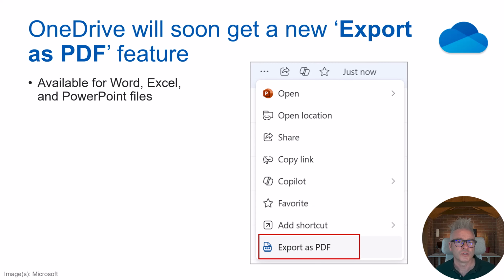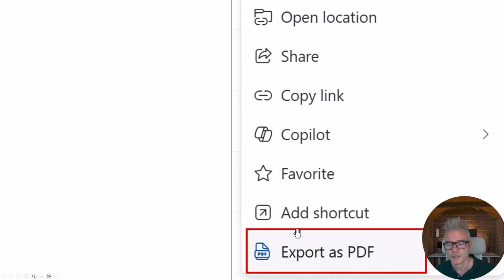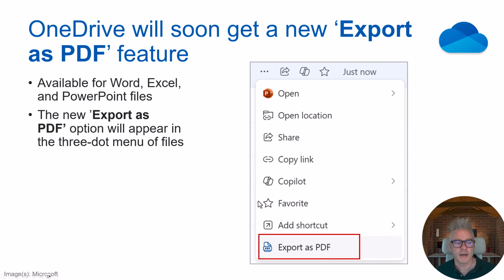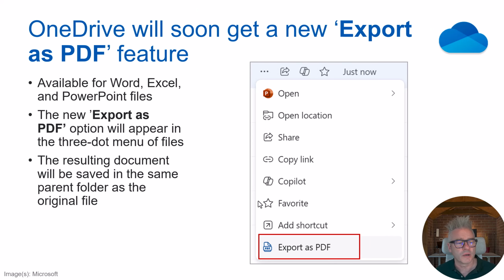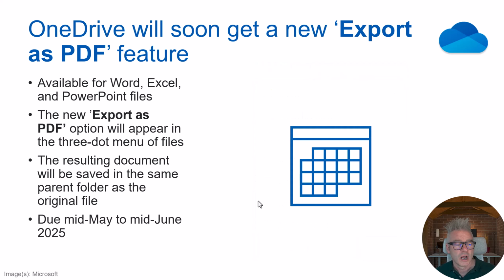Now, OneDrive will soon get a new export to PDF feature. You can see here on the screen, we've got a file, clicked on the three little dots, and we've got this new option to export as a PDF. The resulting document will be saved in the same location as the parent file. So think about maybe you share PowerPoint presentations and you want to share them as a PDF. Instead of having to go into it, it's just a little bit quicker to get that done. Quite a nice little change.